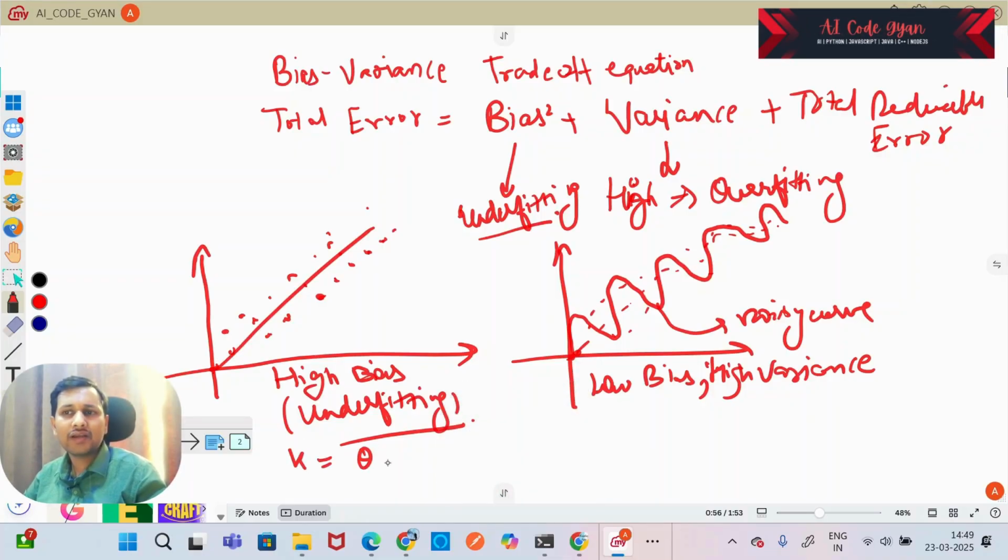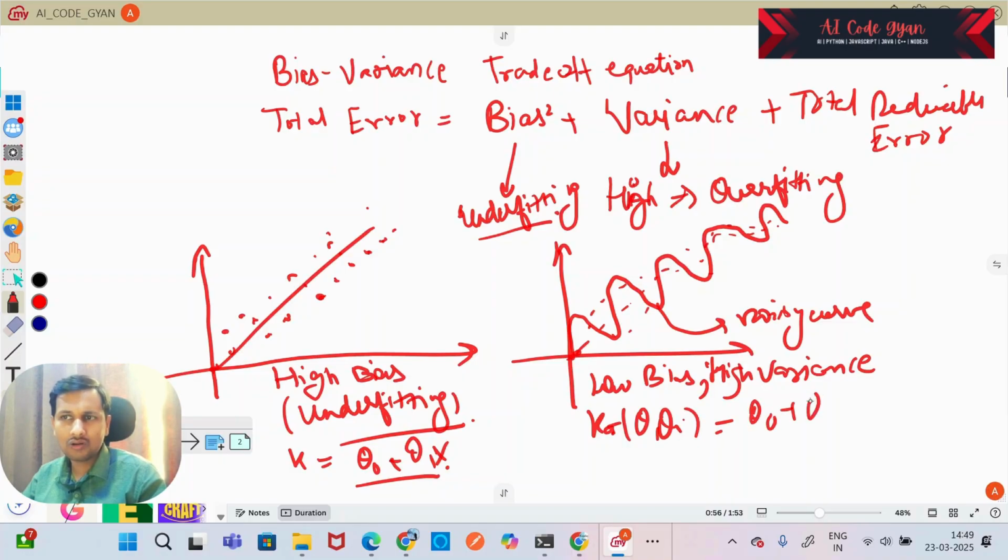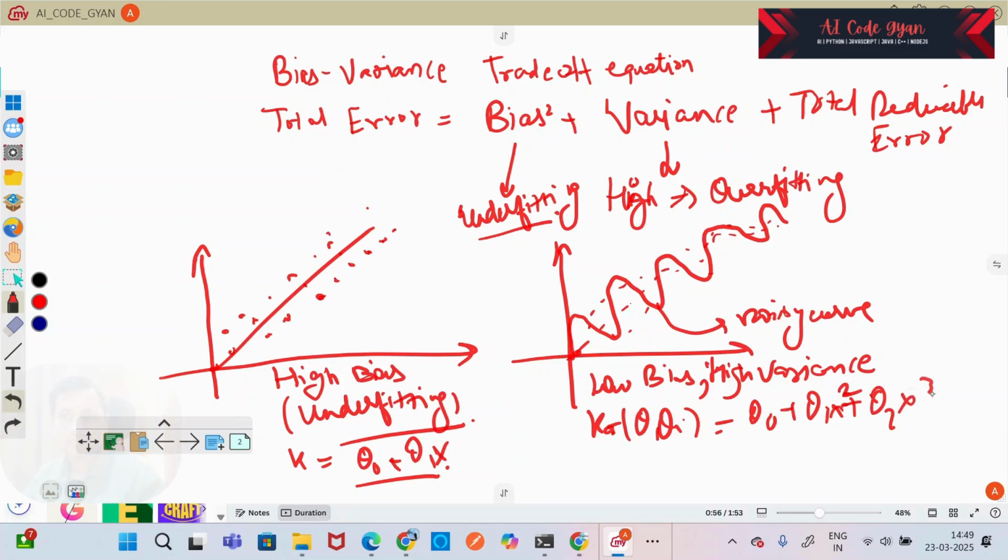Now we can give equations for these curves as well. Suppose we have a high bias curve, so this is a linear curve. It will be y as a linear function of x, theta naught plus theta 1 x. Whereas when we talk about the overfitting curve, this will be theta naught plus theta 1 x plus theta 2 x square plus theta 3 x cube plus theta 4 x to the power 4. So this is a polynomial curve.